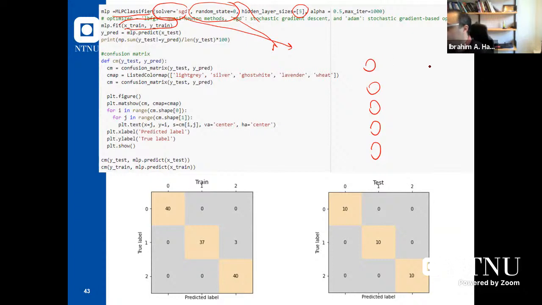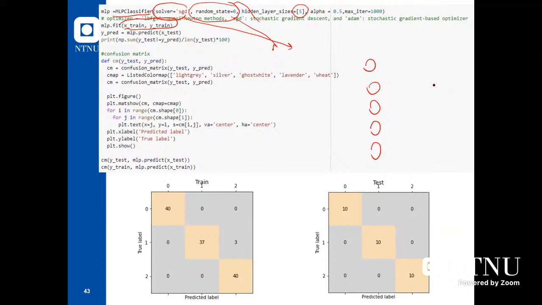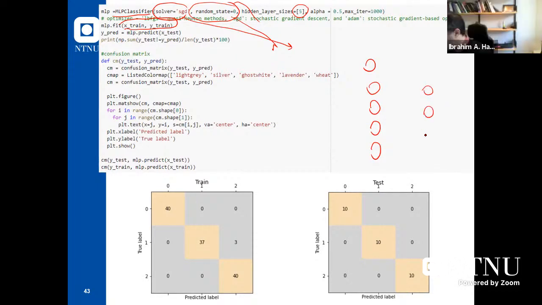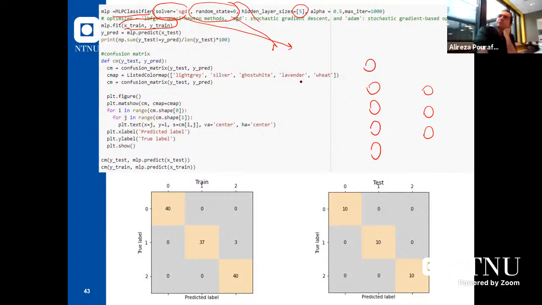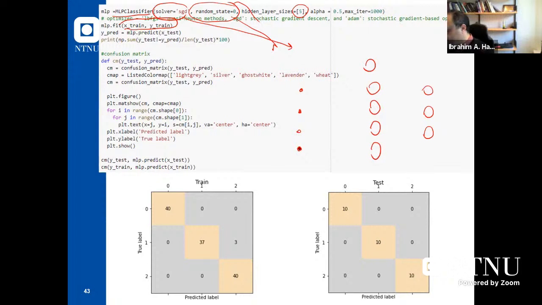And how many outputs? In the iris dataset, how many classes do we have? 5? How many? No? 3? Yes, 3 classes. So we will have 3 outputs. And how many inputs? 4 inputs. So we have 4 inputs. So it will be like this one. So this is our MLP, connected like this.